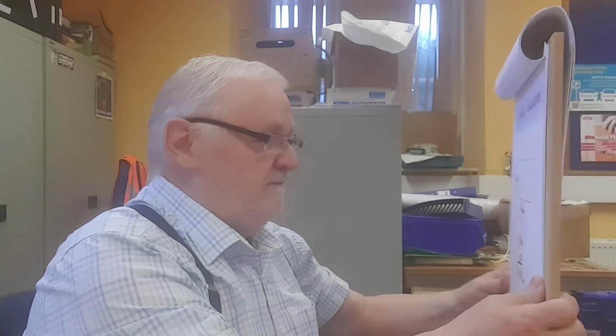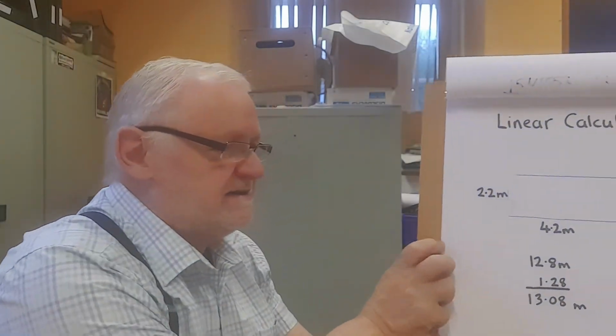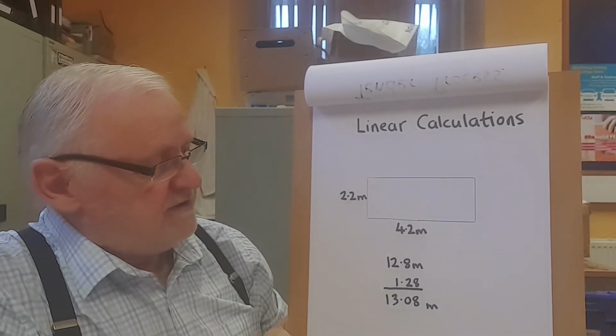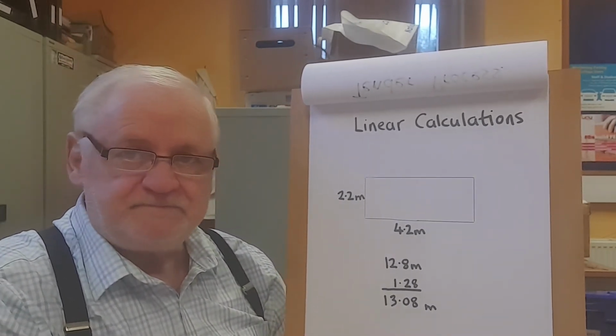And if we take a typical house, this is a typical room. This is a room that is 2.2 meters by 4.2 meters.